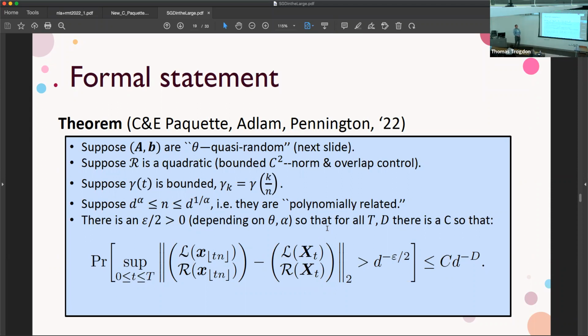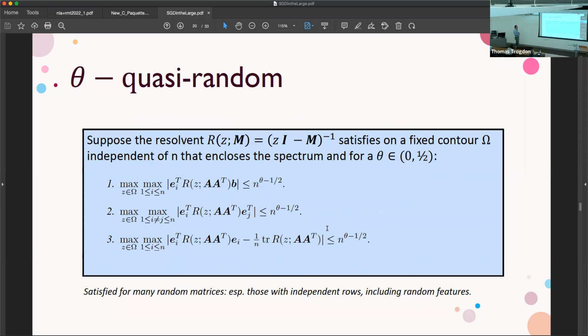Okay, so this is all to say that the loss of SGD and homogenized SGD are close, provided that there are some assumptions on A and B. I want to say a little bit about that. This is the type of assumption that we need. It's formulated for the resolvent matrix. The resolvent matrix is extremely useful in formulating statements about random matrix theory. I'm going to suppose that on some contour that encloses the eigenvalues, and here all of my resolvents are for A transpose A, that, for example, I take my second term here. If I look at the off-diagonal entries of my resolvent, they're bounded by a negative power of n.